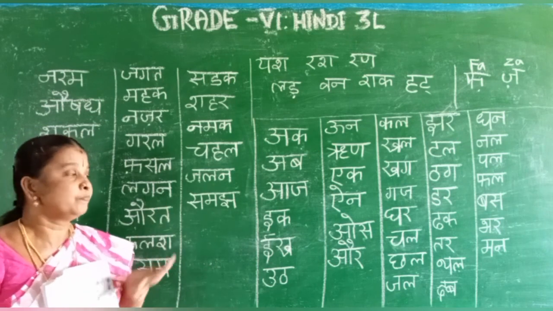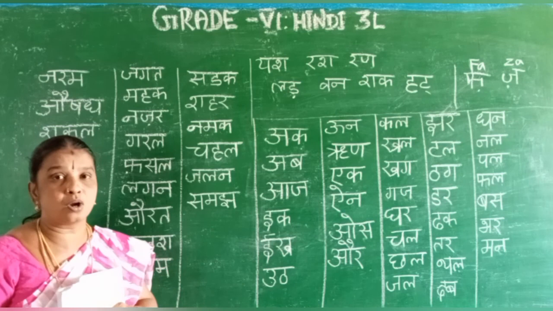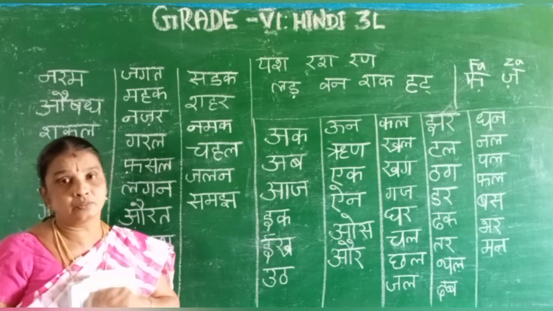In the next class, we will see how to read four letter words and semi-consonants. That is, in Tamil, mei ezhuthukkal. I will teach it in the next video.